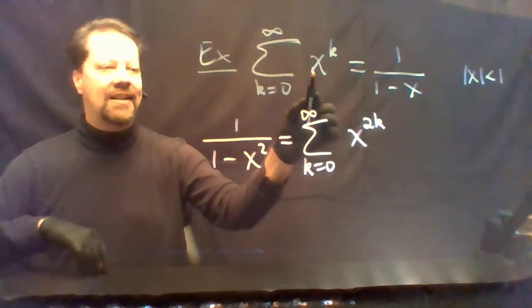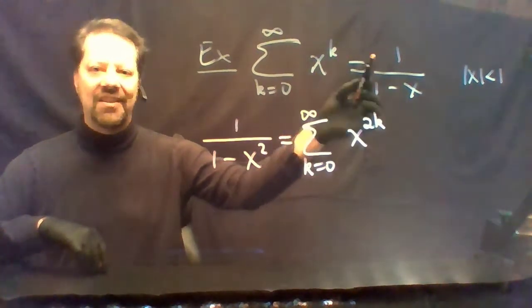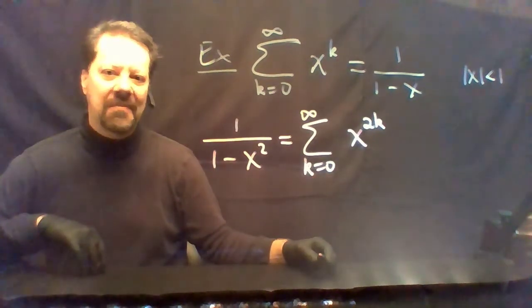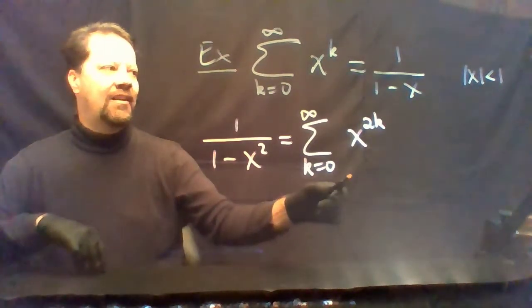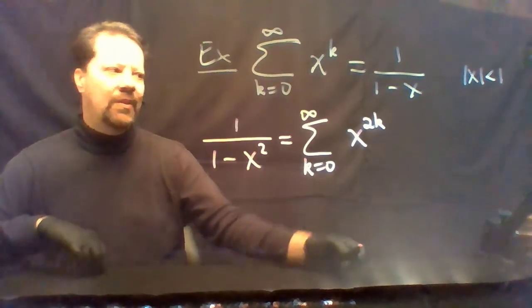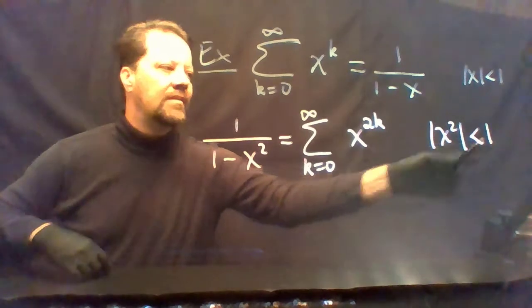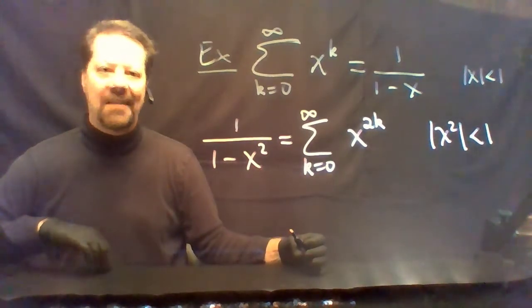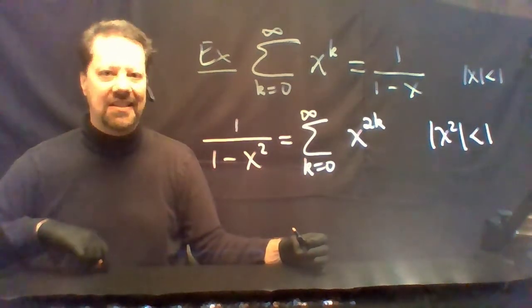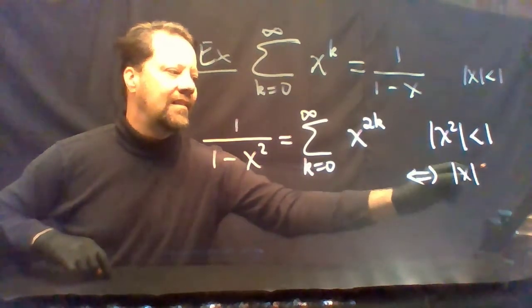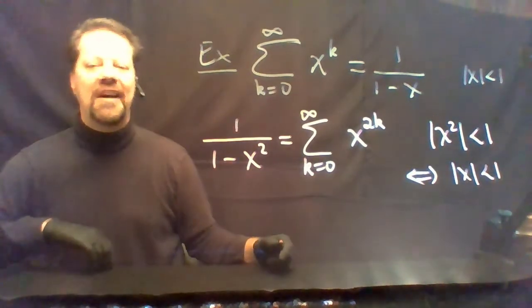When you take x squared and raise it to the power k, you multiply the exponents, and you end up with 2k. For what values of x will this converge? Well, everywhere that in absolute value, x squared will be less than 1. That's the same thing as the absolute value of x is less than 1.